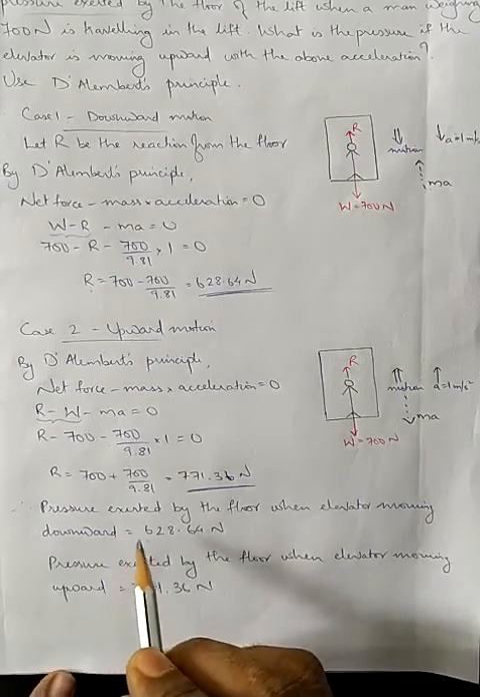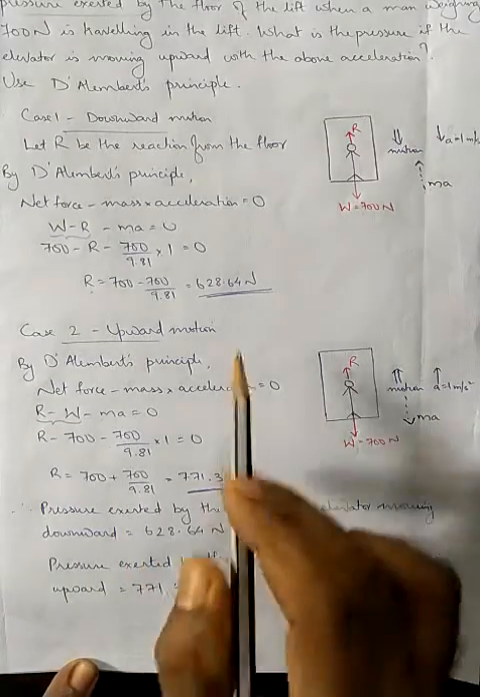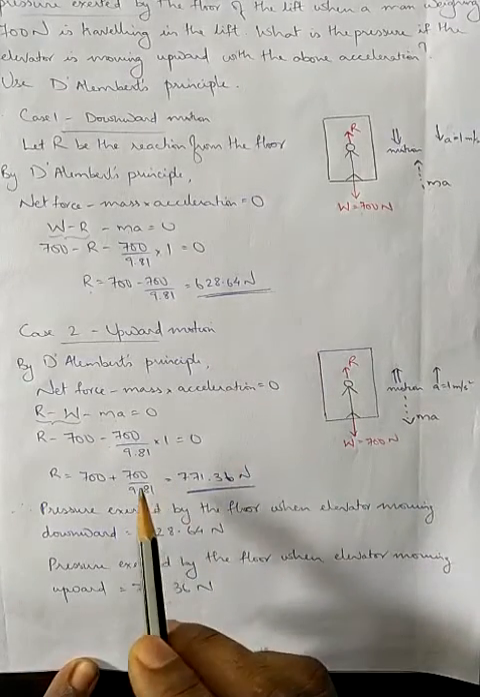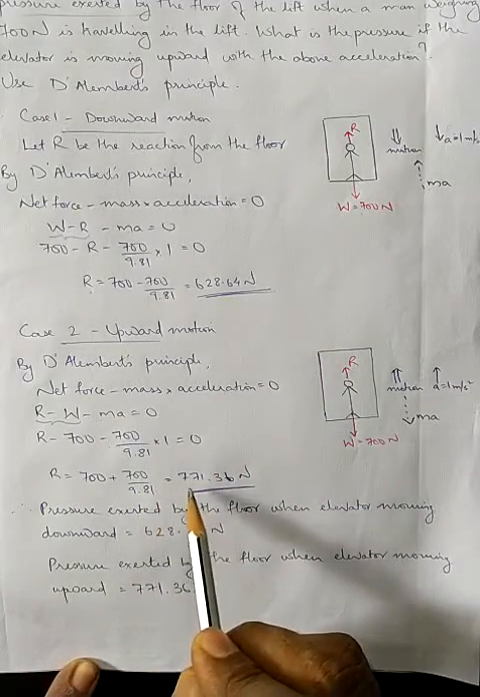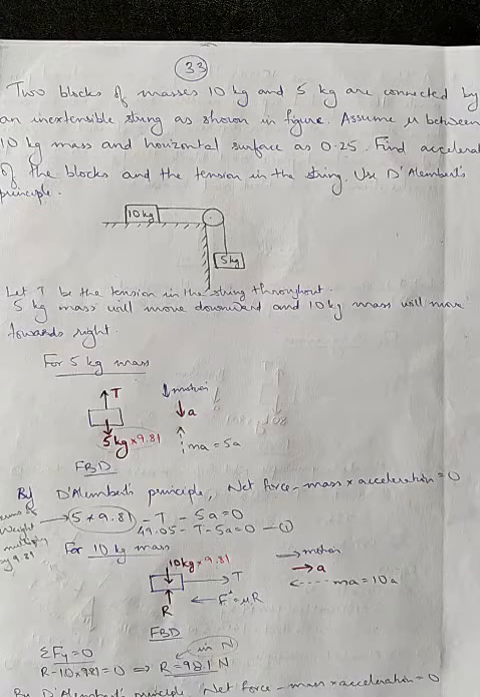That is, the pressure exerted by the floor when the elevator is moving downward is equal to 628.64 Newton, and the pressure exerted by the floor when the elevator is moving upward is 771.36 Newton.